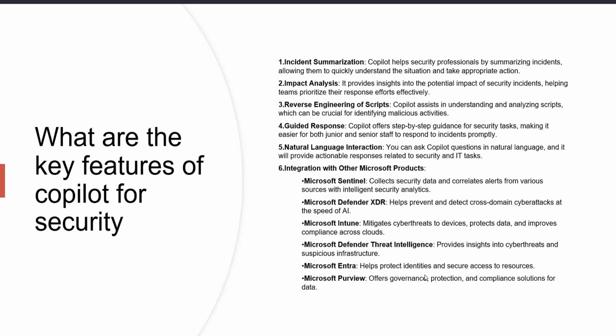Attack surface reduction is one thing, but which incident is going to attack which particular domain we need to focus on, and that comes with the summarization. So that summarization is done by Copilot for Security only. It also analyzes the impact which an incident is going to have, and that's how it prioritizes it. So this is very important. It provides insight into the potential impact of security incidents, helping teams prioritize their response efforts effectively.